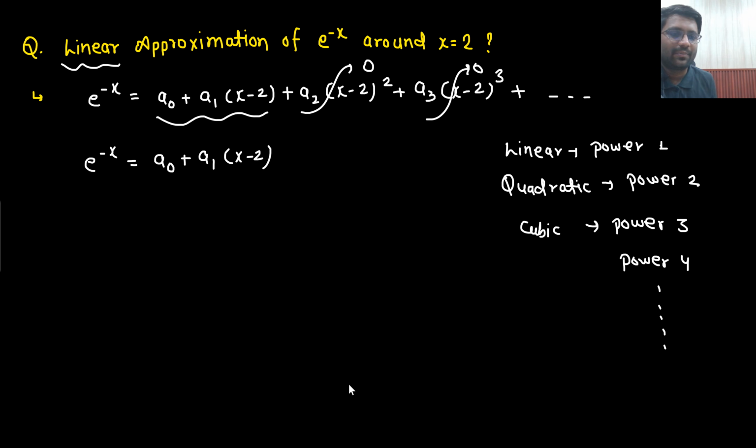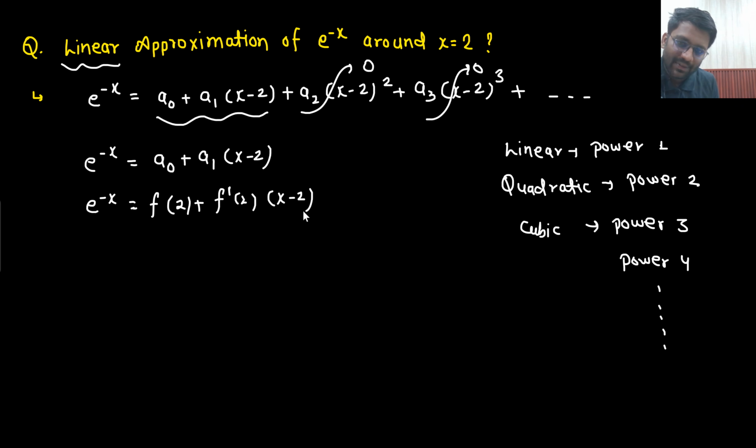Now will you apply some intuition? No, sir, only the a0, a1 values I need to find out. I already know what a0 is: a0 will be nothing but f of 2. Don't mess up the formula. In the examination someone would write down f of 0. And a1 will be f dash 2 times (x minus 2). Don't mess up the formula, because if you do, all is gone.